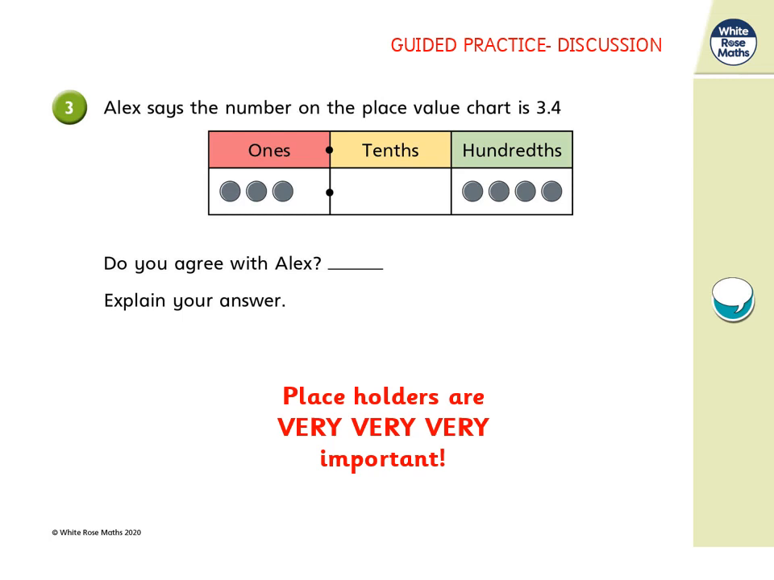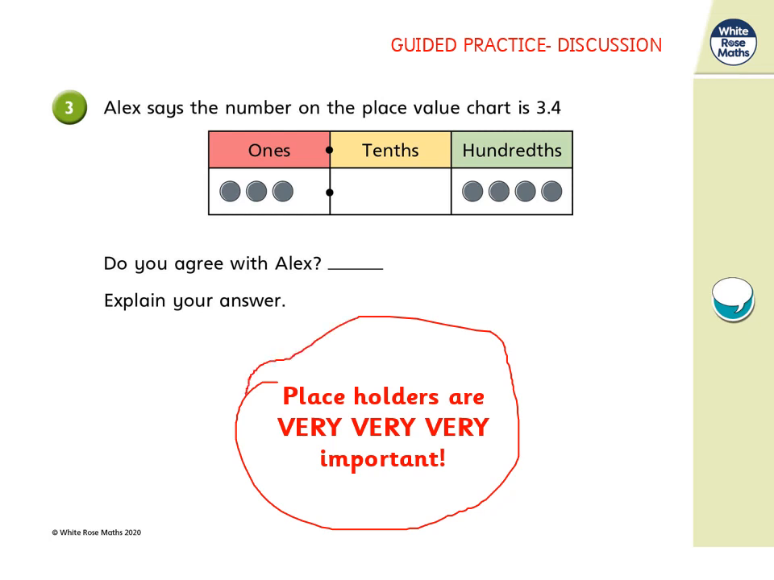Now, this is just discussion here for us. So, Alex says the number on the place value chart is 3.4. Do you agree with Alex? Now, here is a very important message for us: placeholders are very, very important.